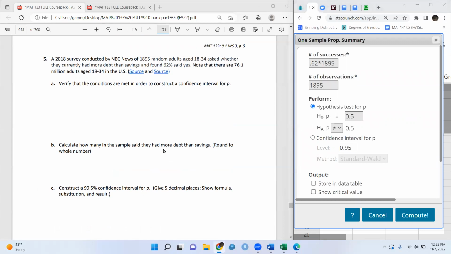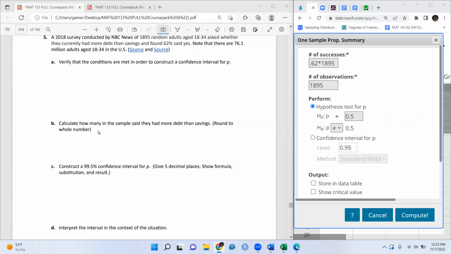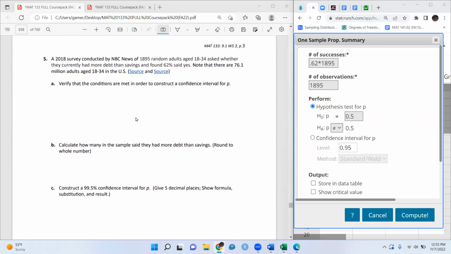Okay, y'all, we're not going to have a whole lot of time to go through this. So let's start with B. Did anyone understand what B was asking you to do? I just did 62% of the 1,895. Excellent. We're trying to figure out what X is.